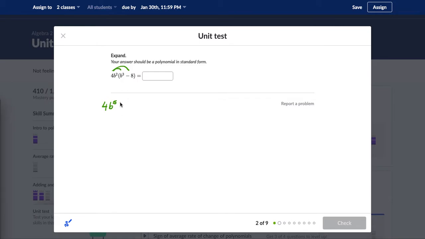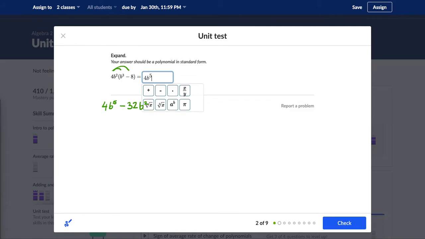And then the next one here is going to be 4b squared times negative 8. Well, we're going to multiply negative 8 times 4, which is negative 32, and we have no b's to multiply, so that's going to be b squared. So we're looking at a new polynomial right now. We're looking at 4b to the power of 5 minus 32b squared.